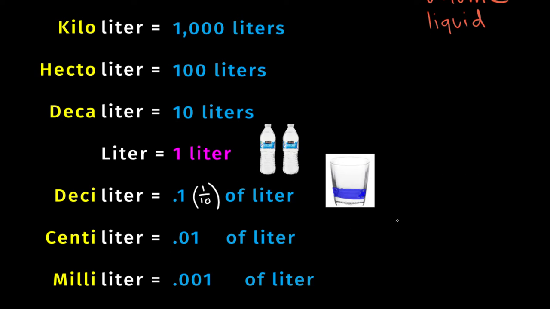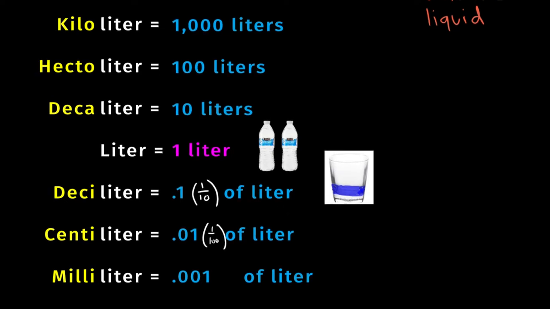So what about a centiliter? 0.01, or you can also write it as 1/100th of a liter. So how much liquid do I have if I took the 1 liter, if I took these 2 water bottles and I filled them up into 100 cups, okay, imagine this is 100 cups. All right, and I filled them up equally into 100 cups. One of those cups would equal how much liquid?